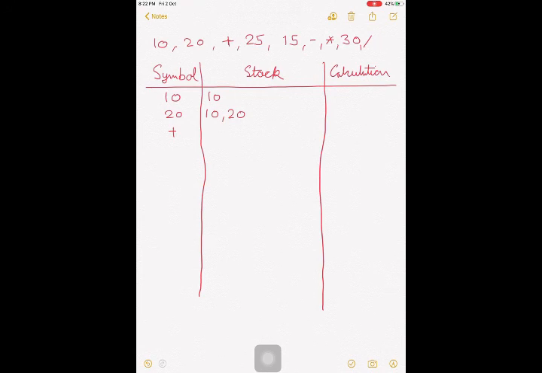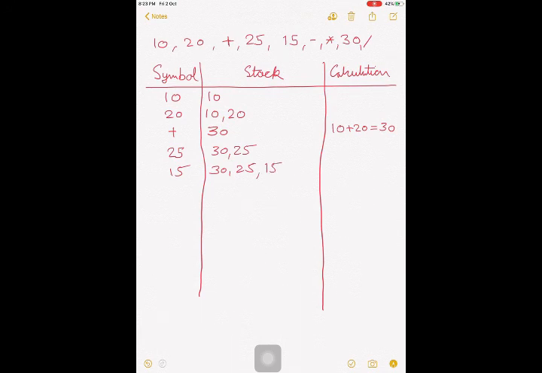Okay, so it becomes 10 plus 20, that is equal to 30. So this 30 will be pushed onto the stack, because these 10 and 20 have been removed from the stack, so this 30 comes onto the stack. Now we get 25. So we have 30, 25. Then we get 15. We have 30, 25, 15.